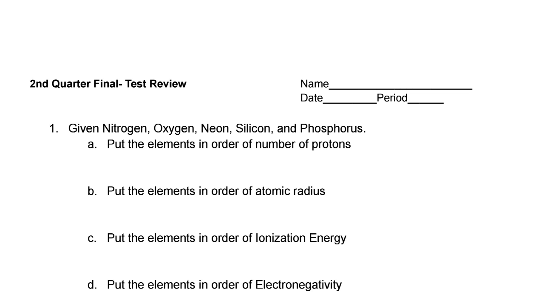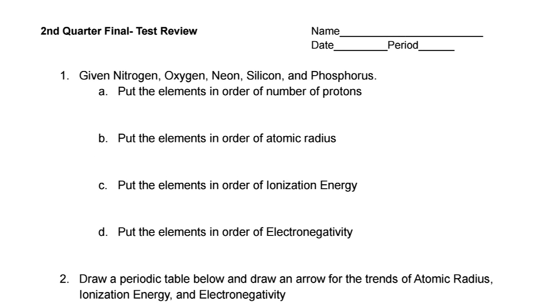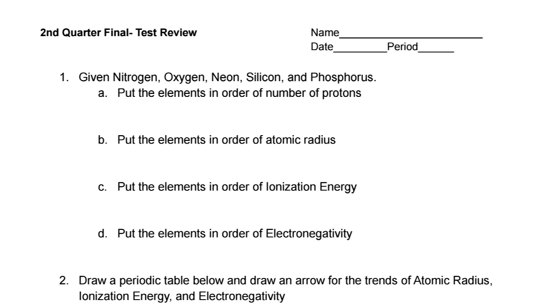So we're given 5 elements. Let's write their symbols real quick so that we can use those symbols in answering the questions. We have nitrogen, oxygen, neon, silicon, and phosphorus.